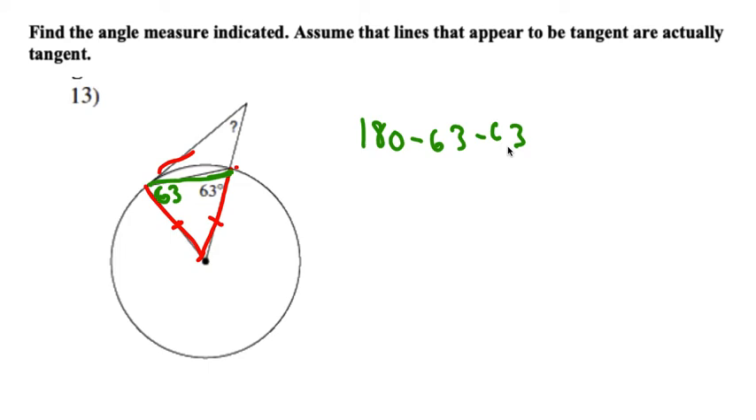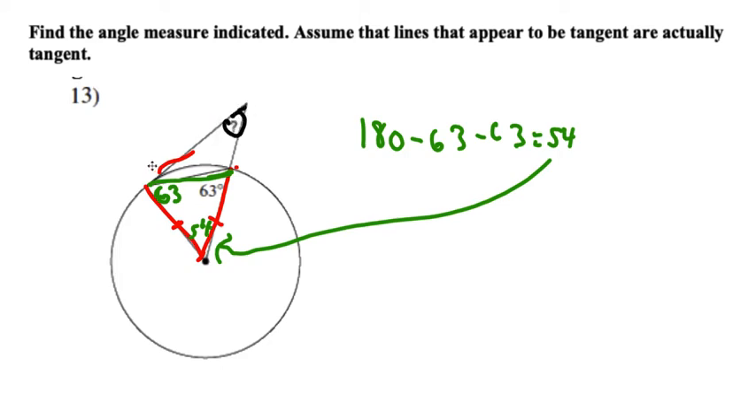Which means if these two are 63, I could take 180 minus 63 minus 63, which works out to be 54 degrees, and that means that the angle over here is 54. Big deal, you say. Why do we care? Well, here's why. We want to figure out this angle here.